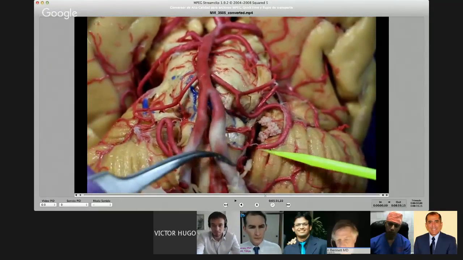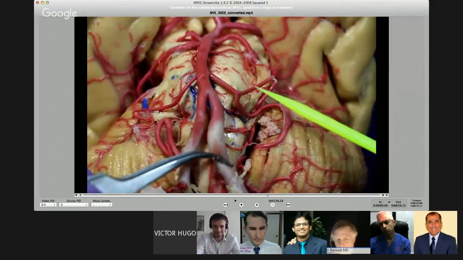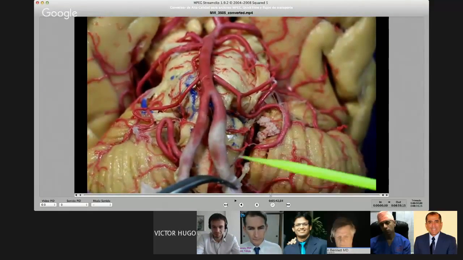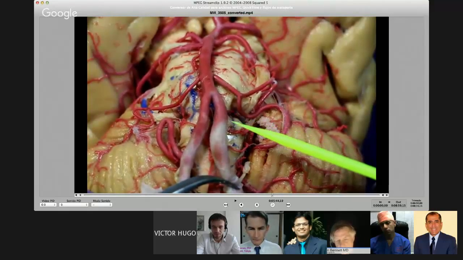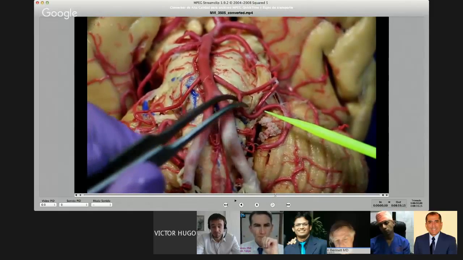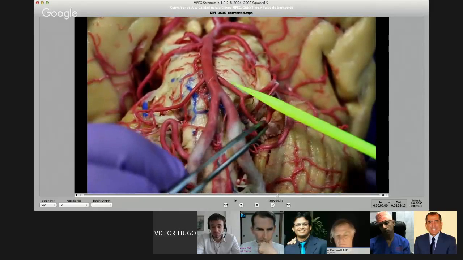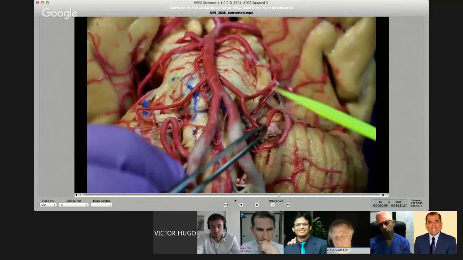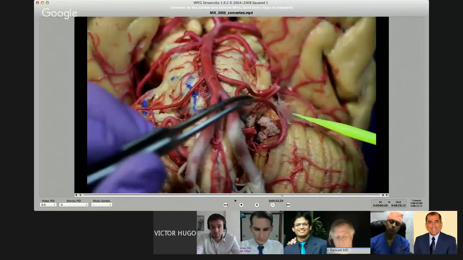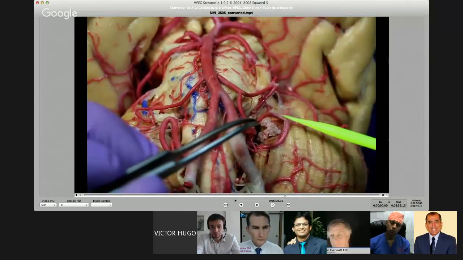You okay, Victor? Yeah. I'm fine. Okay. In this case, you can see the antero-inferior cerebellar artery that is giving rise also to the PICA. The PICA is not arising from this vertebral artery. It's arising from the antero-inferior cerebellar artery. So this artery is giving rise to both arteries, the AICA and also the PICA. Some arachnoid attachment.